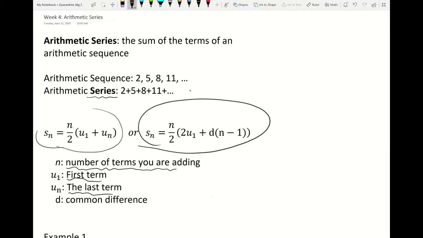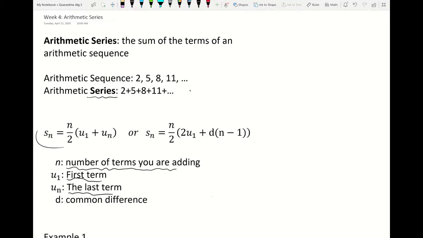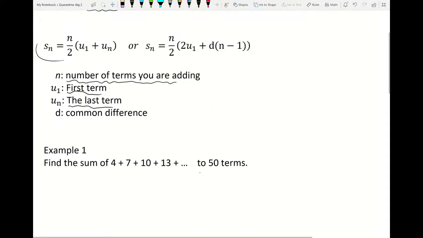And if you are using the second formula, we need to know what d is. And d, hopefully you can recall from arithmetic sequence, is the common difference. Now let's take a look at the example.